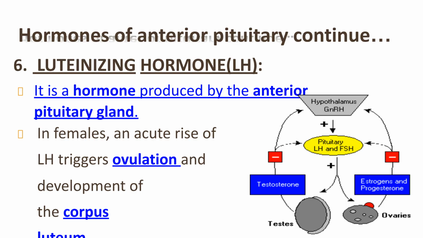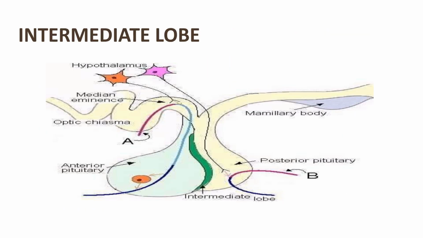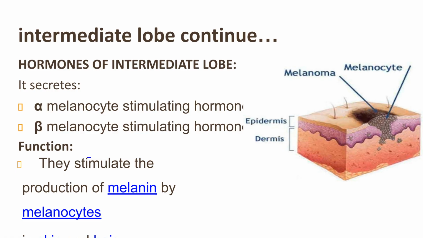Thyroid-stimulating hormone, or TSH, stimulates the thyroid gland to produce thyroxine, T4, and triiodothyronine, T3. Adrenocorticotrophic hormone, or ACTH, is secreted by the anterior pituitary, often in response to biological stress. Its main effect is increasing the production and release of corticosteroids.